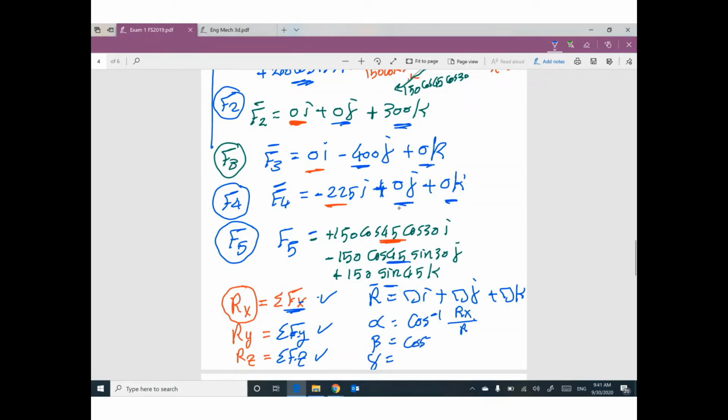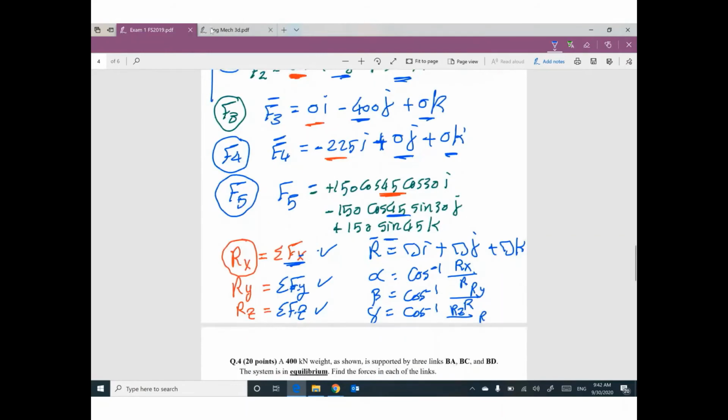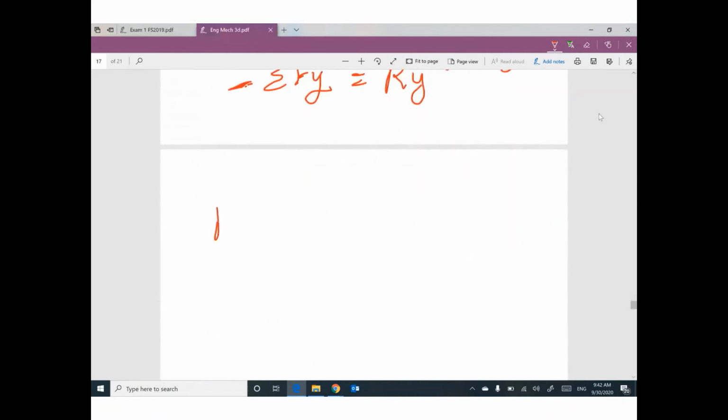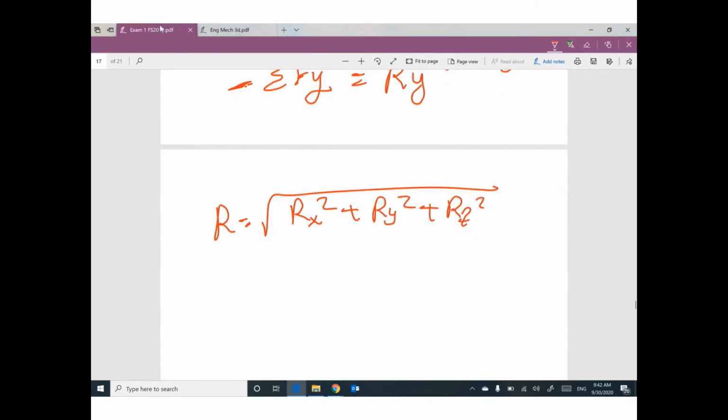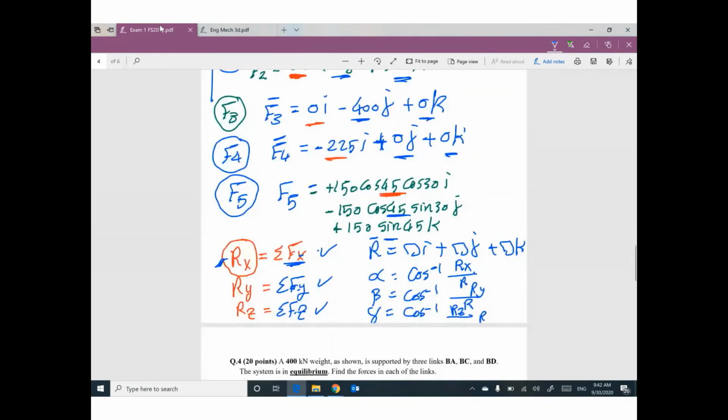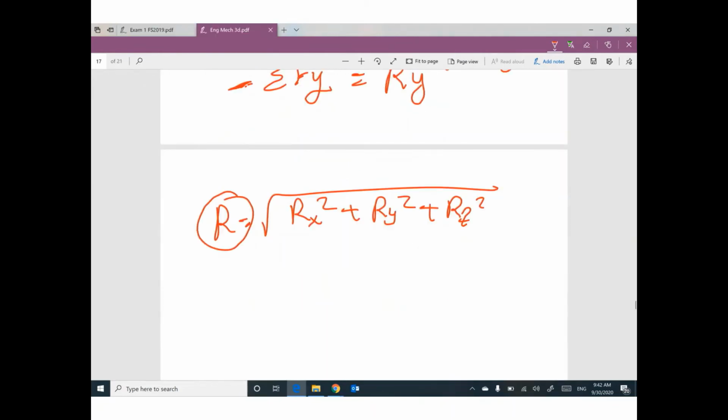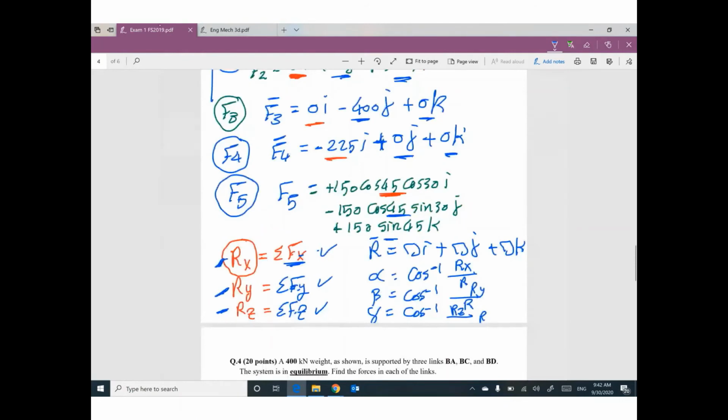Inverse y component, divide r. Inverse cosine z component, divide r. By the way, your r value will be the square root of rx squared plus ry squared plus rz squared. So once you get the x, y, and z components of r, I can figure out the value of r as a single value, and I can figure out the angles alpha, beta, and gamma.